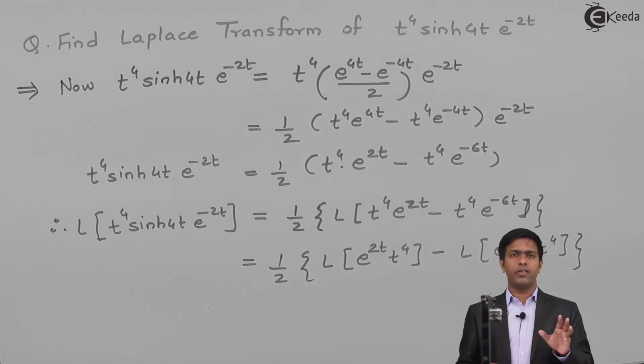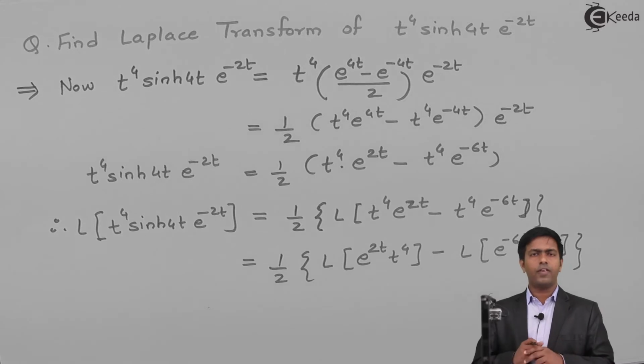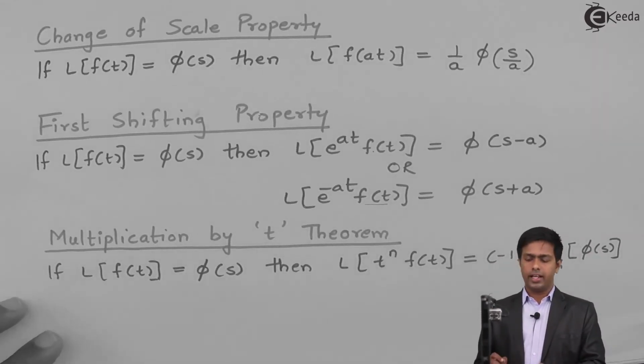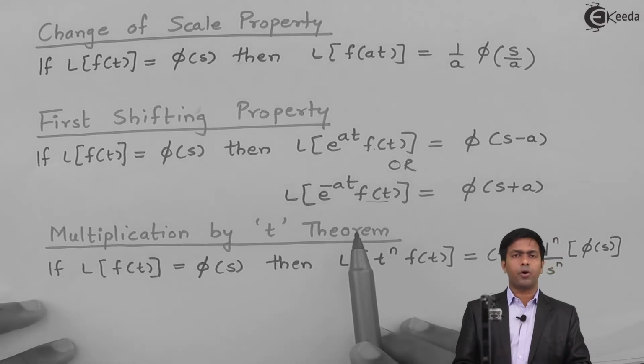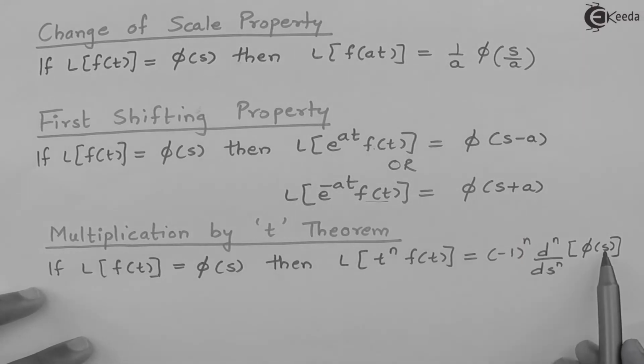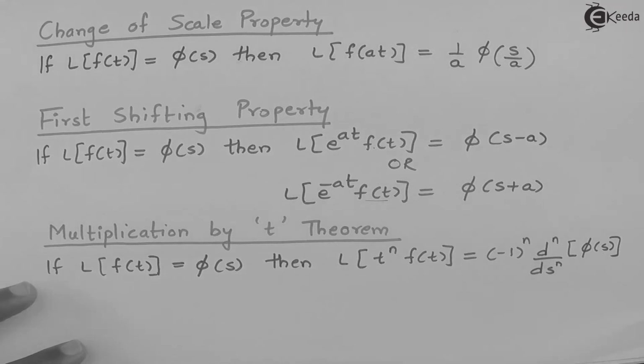So which property will we apply to get the value of Laplace? We'll use the first shifting property. Now why? Because if you see here, in the multiplication by t property, if we have a term t raised to n, then we have to differentiate this phi of s n times.